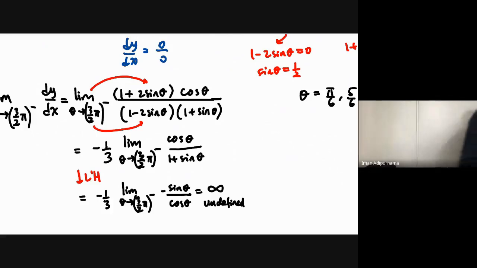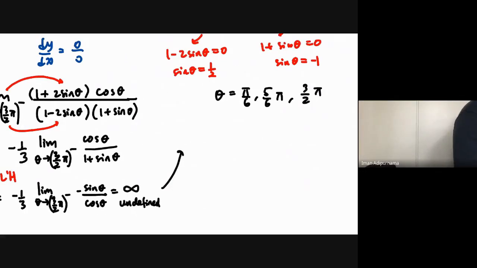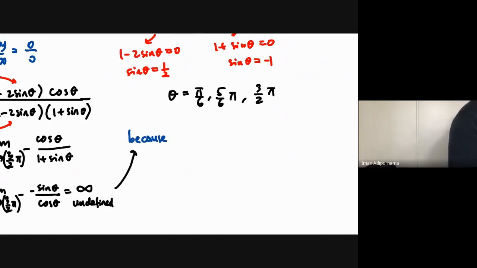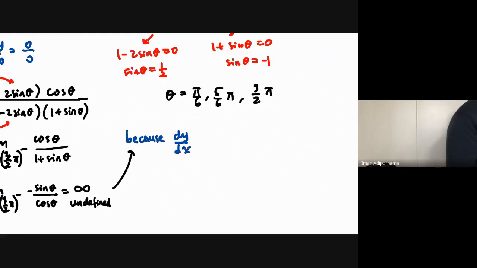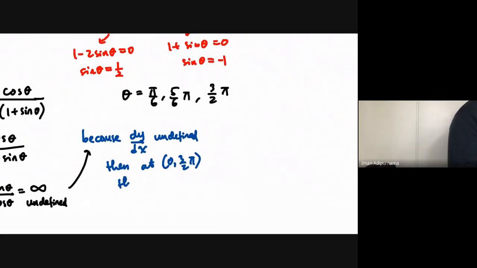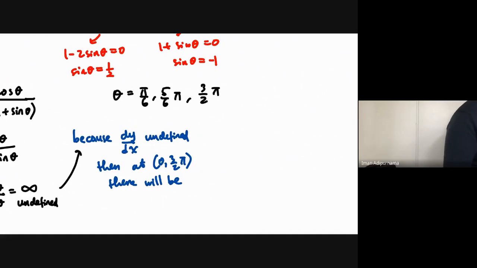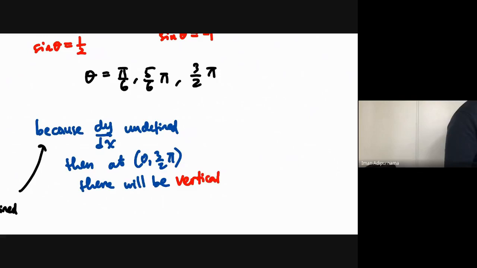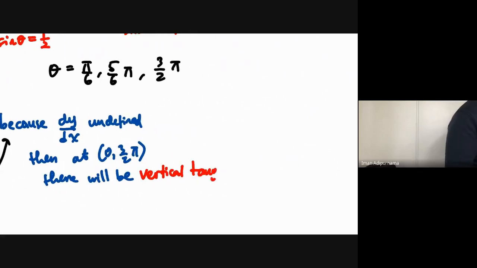Okay. So because dy over dx is undefined, then at 0, 3 over 2 pi, there will be a vertical tangent.